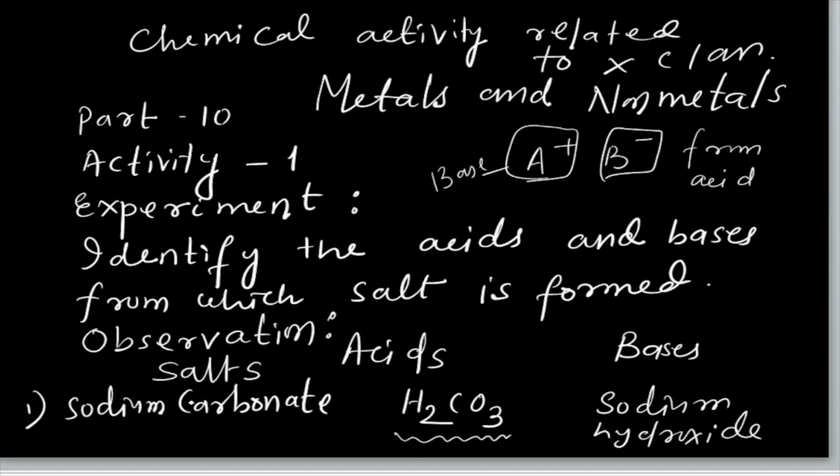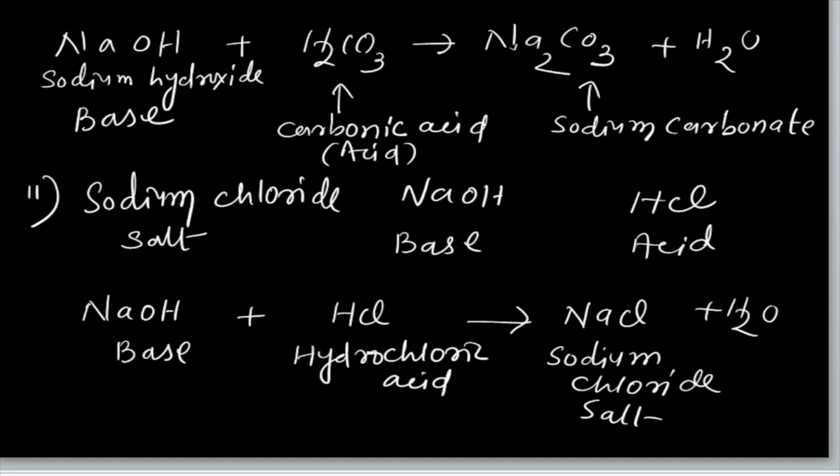So here when you see this salt, think for a while which acid may be possible, which base may be possible. So the reaction is NaOH, and that is the base one, and H2CO3 carbonic acid, which is a very weak acid. Then what is the product? Sodium carbonate.